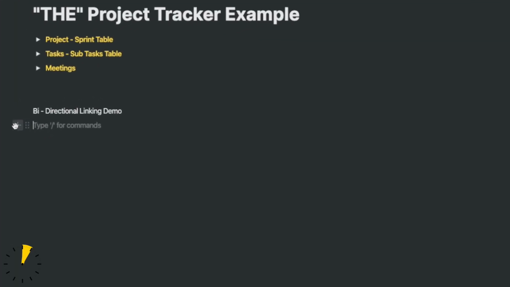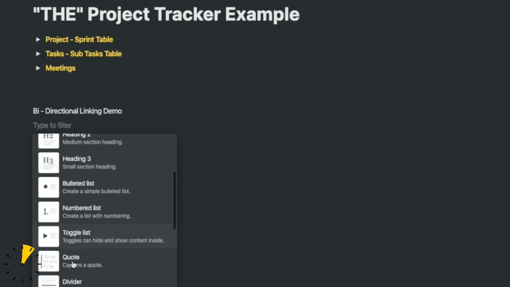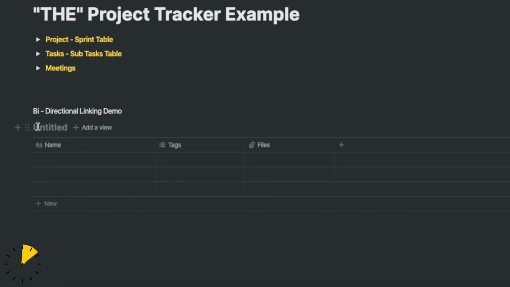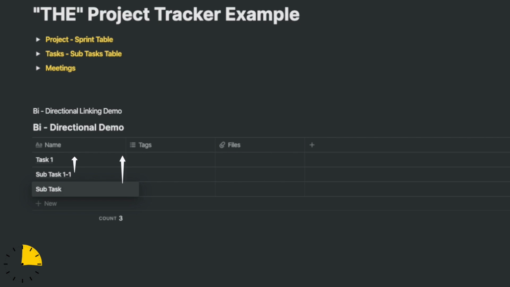Before we dive deeper into the project tracker, let's quickly look at how bi-directional linking can be done inside a single database. That way, you can efficiently use rollups to provide meaningful information. Let's open up a new inline database inside the examples page and call it bi-directional demo. In the name column, let's add one task and two subtasks. These two subtasks will link back to the task.